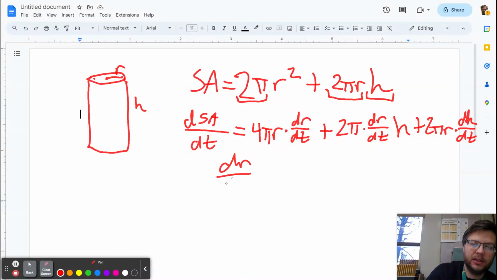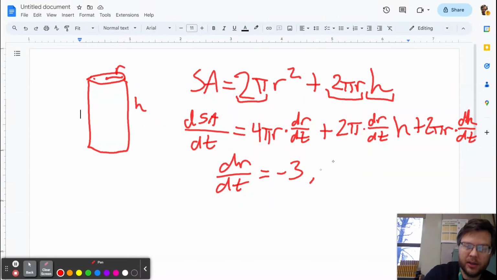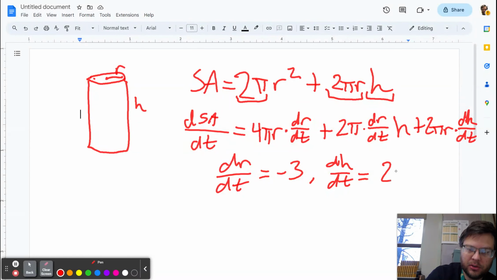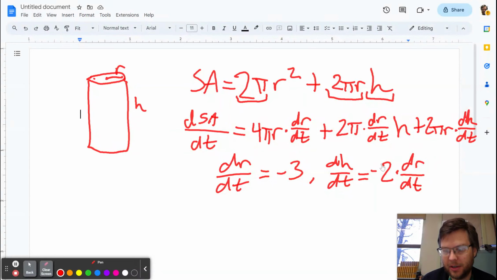So the radius is decreasing. That's why it is a negative symbol. And the rate of change of the height is increasing. So it's 2 times dr/dt, but dr/dt was negative, so I'm going to put a negative in front to make it into a positive. In other words, it's 6.